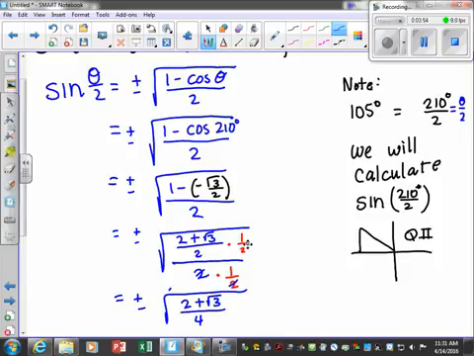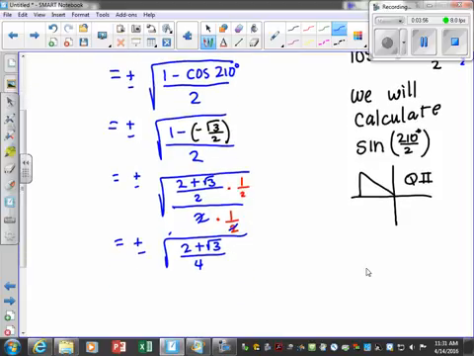Okay, good. The square root of 2 plus the square root of 3 doesn't simplify, so I'm going to leave that alone. What about the square root of 4 though? Yes, it'll come out, and that's a 2 in the denominator. So I want to be sure that I do that.